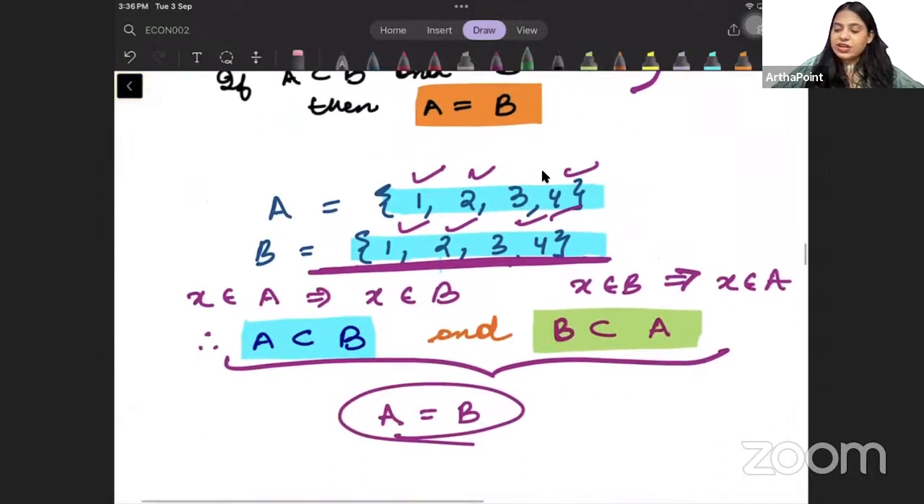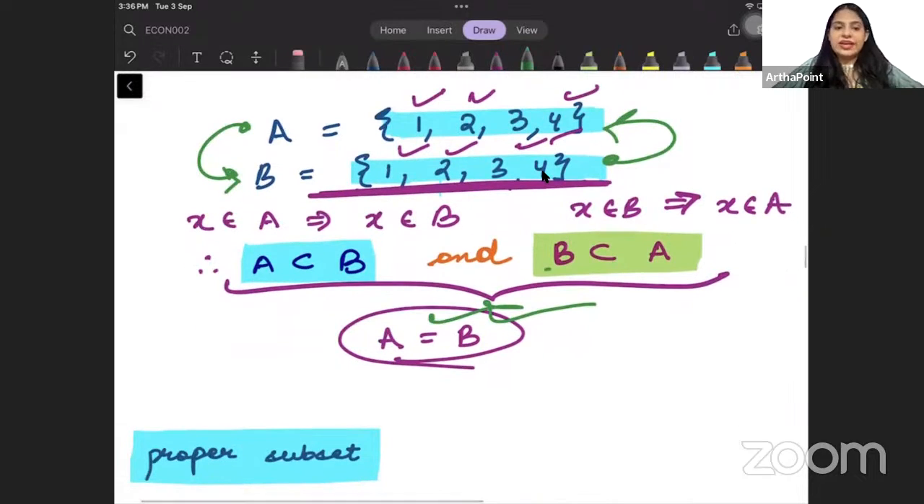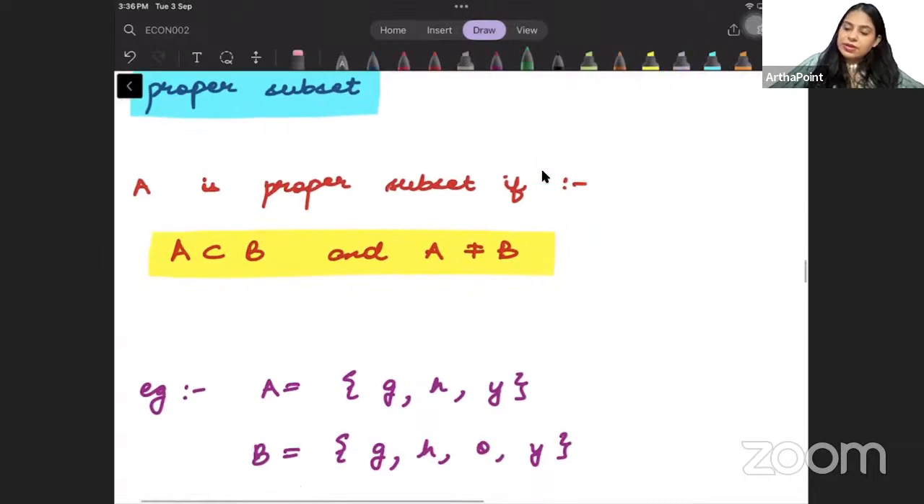But here, whatever belongs to A belongs to B. Whatever belongs to B belongs to A. So we can say that A and B are equal. A is equal to B. Clear? ठीक है बेटा.